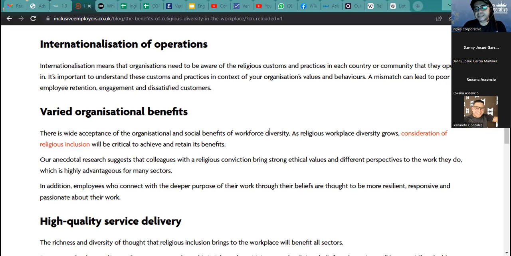Good. What did you get from this? I understand that people that have a religion, it's more benefit for the company. They are more responsive and passionate with their work. And it's good. Some represent benefit for the organization, and for the team, obviously. Perfect. So that is it.